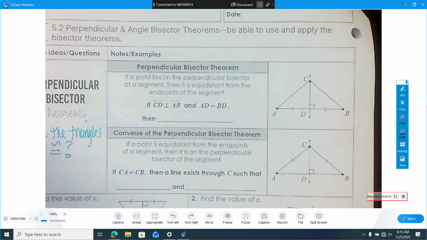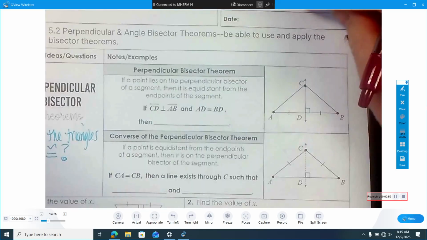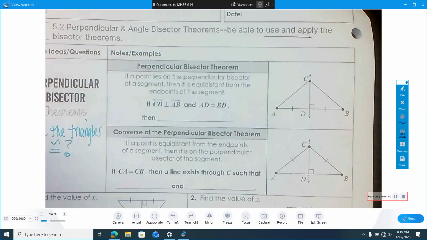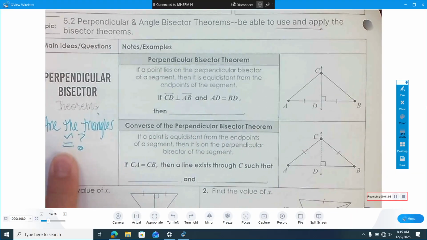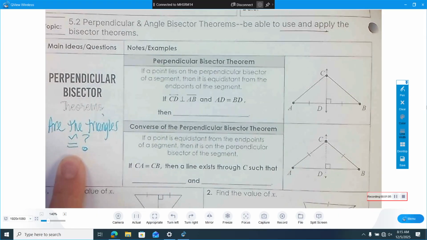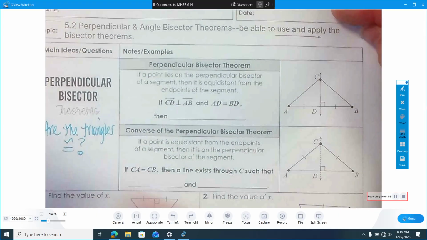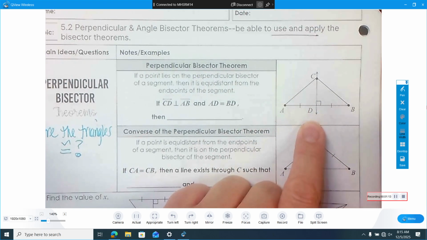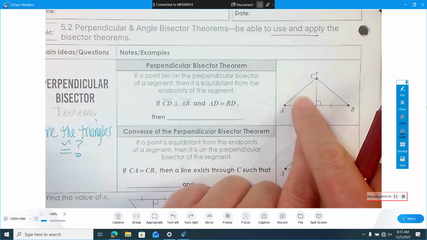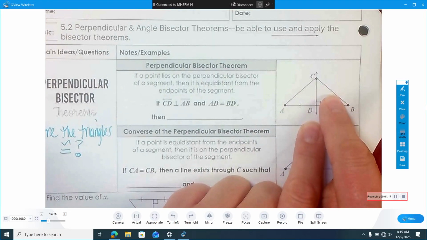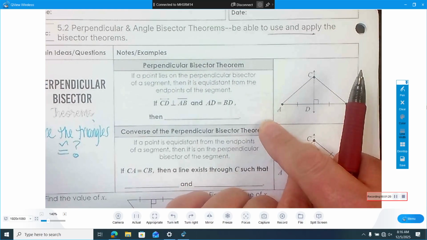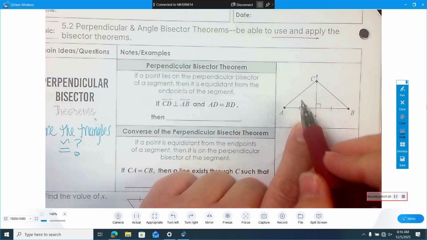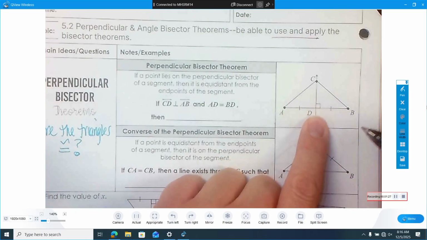So we want to be able to use and apply the bisector theorems, but really, I just have one question for you. Are the triangles congruent? When I look at this picture, how many triangles? Two. Well, technically three, but yes, two. We have a left side and a right side, right? And the big one. Yeah, okay. So there is a left triangle and a right triangle here.